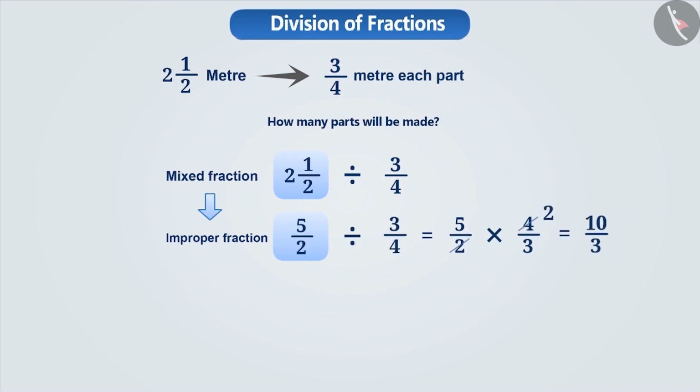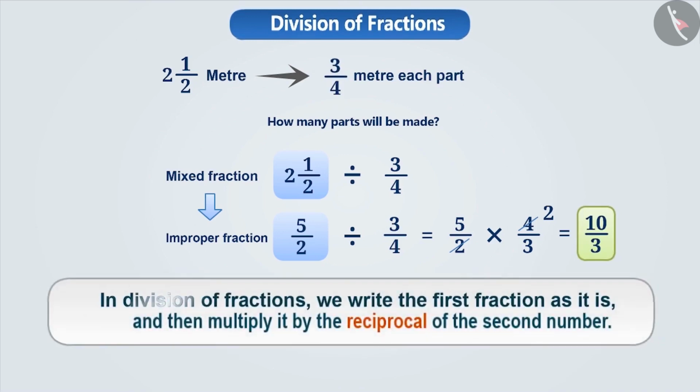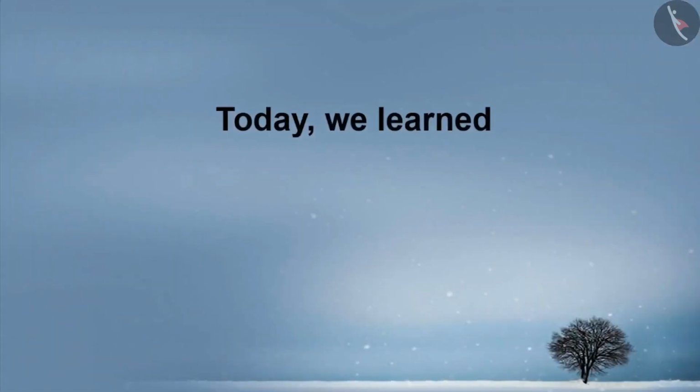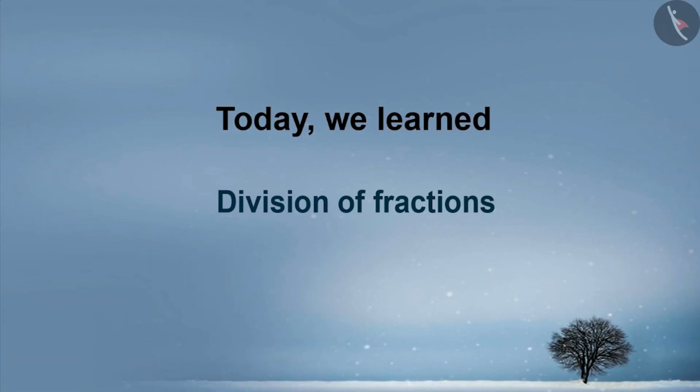That is, from a 2.5 meters long ribbon, we will be able to make 10 by 3 pieces, each measuring 3/4 meter of a ribbon. We can say that in division of fractions also, we keep the first fraction as it is and then we multiply it with the reciprocal of the second fraction. So today, we learned the division of fractions. In the next video, we will see some more examples based on it.